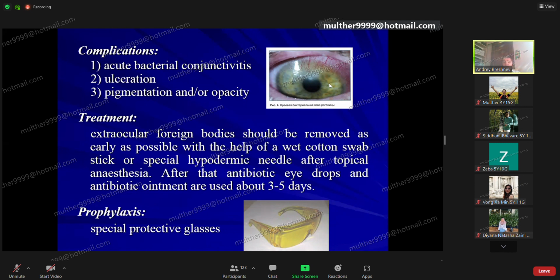Prophylaxis. It's necessary to use special protective glasses for all the workers, industrial and agricultural workers. We should prescribe them special protective glasses. It's really necessary. It really can help to prevent such uncomfortable situations in most cases.